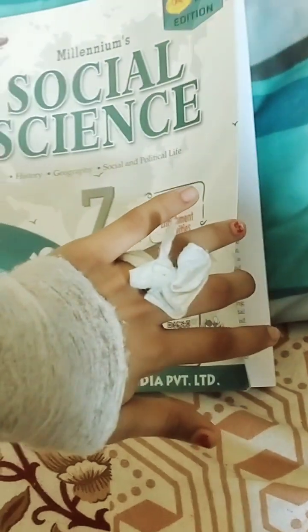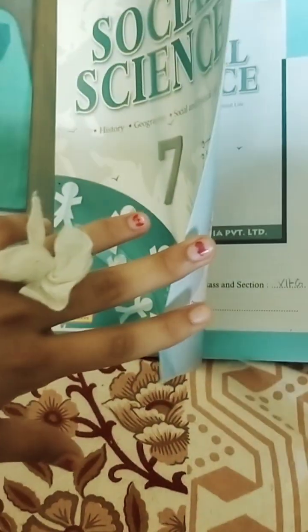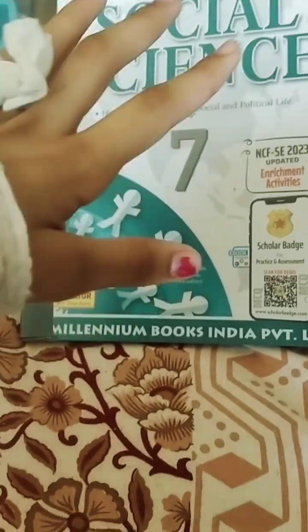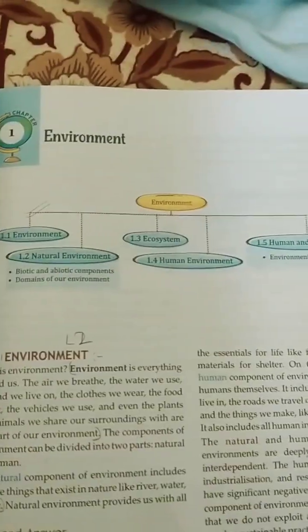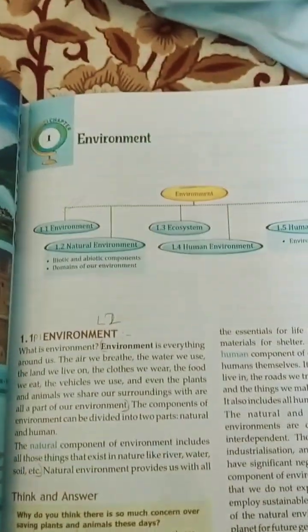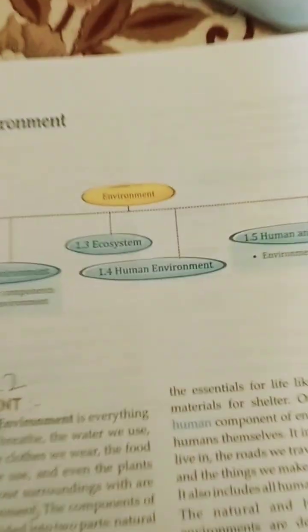So, for the important points, take out your pen and pencil, and let's study geography. Environment. We are going to learn environment. In the environment chapter, we are going to learn about these things in the mind map. So let's learn in the mind map.